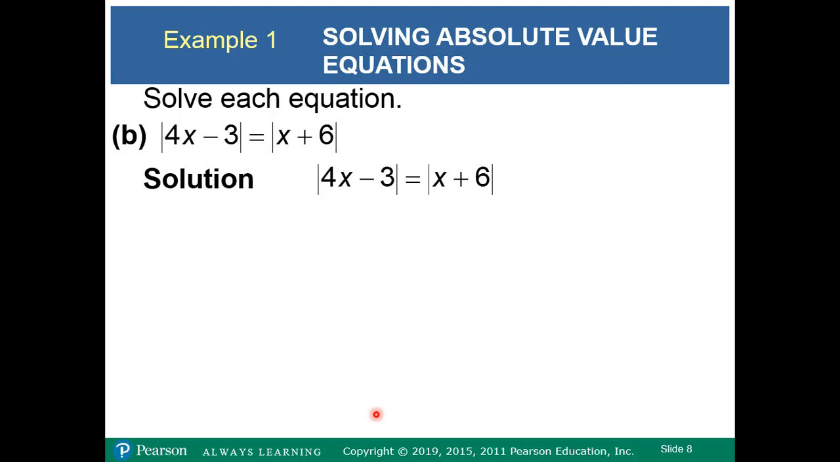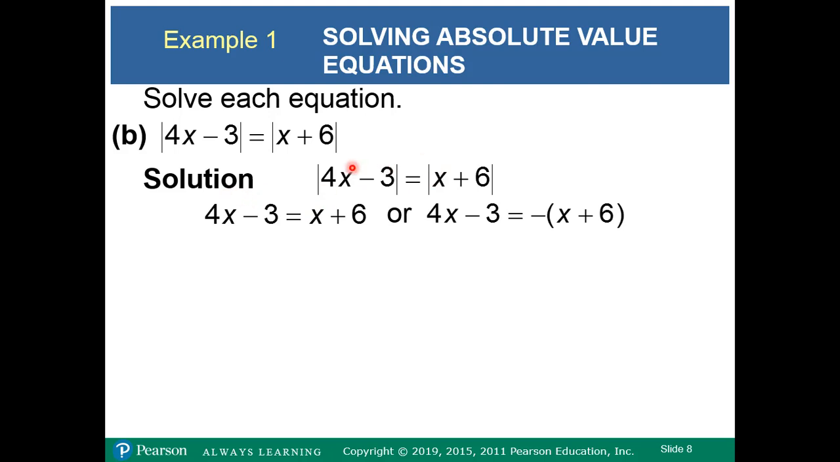Now let's solve this one. So now we've got two absolute value expressions that are equal to each other. So we're going to use the result that we were talking about earlier, a few moments ago. So we're going to say this is going to equal this, or this is going to equal the opposite of this if we drop the absolute value sign. So this is what we get.